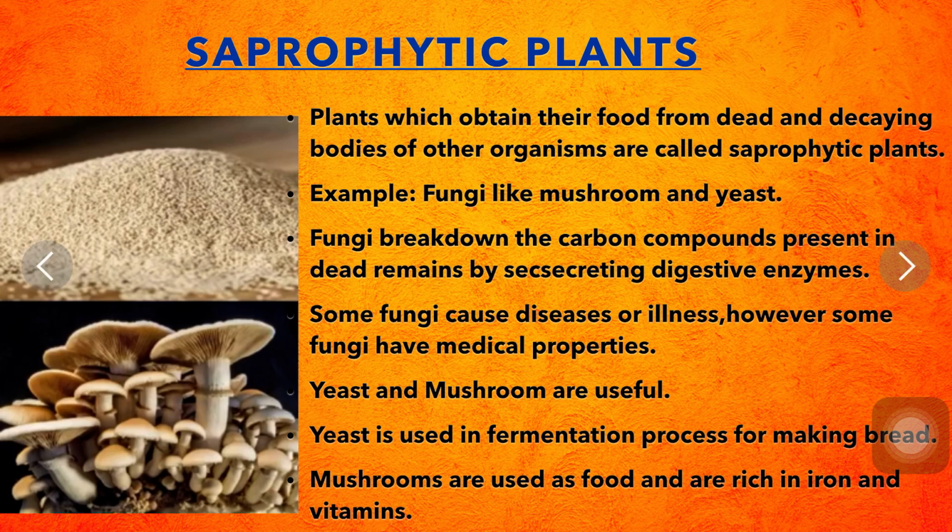Next topic is saprophytic plants. Students, saprophytic plants are those plants which obtain their food from dead and decaying bodies of other organisms. Decaying means rotting due to some bacteria and fungi. For example, fungi like mushroom and yeast.